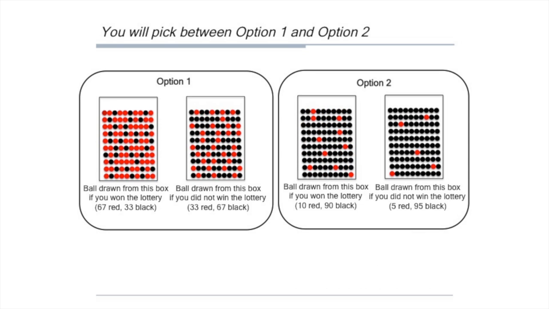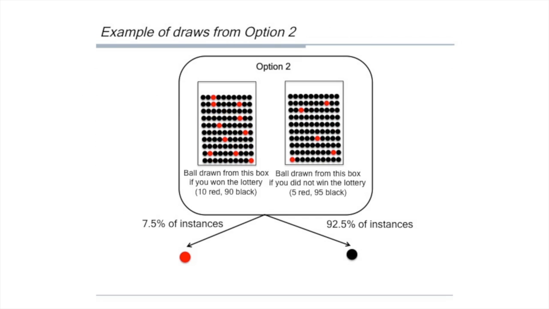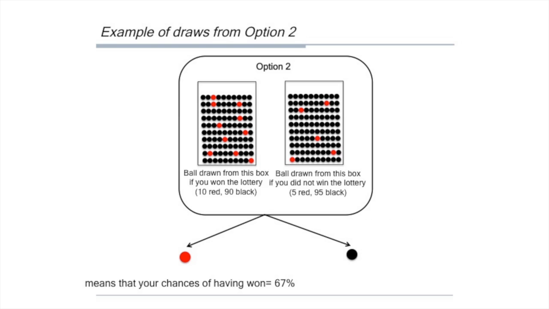Okay, that was option 1, now let's look at option 2 instead. In option 2, you can expect to see a red ball 7.5% of the time and a black ball 92.5% of the time. When you observe a red ball, it means that your chances of having won are 67% because there are more red balls in the left box than in the right box. When you observe a black ball, it means that your chances of having won are 49% because there are slightly fewer black balls in the left box than in the right box.